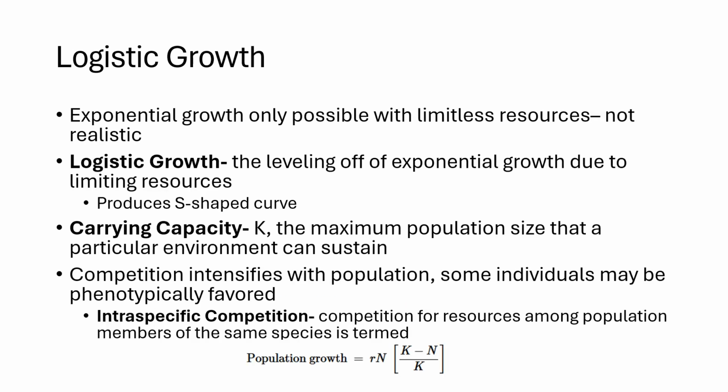Logistic is similar, but it is exponential growth up until you hit a limiting factor, a carrying capacity. It levels off due to limiting resources. And so what you see then is an S-shaped curve as you hit that carrying capacity. In this case, K is the maximum population size that a particular environment can sustain.